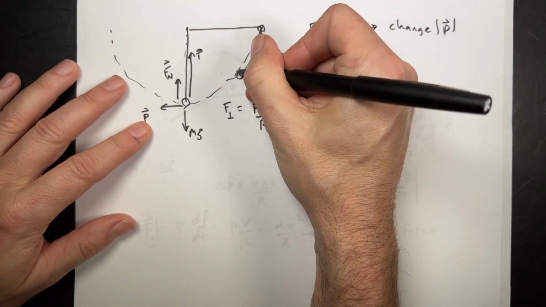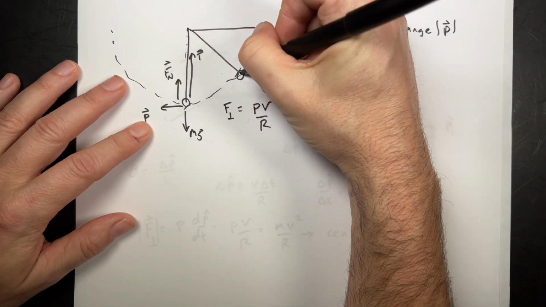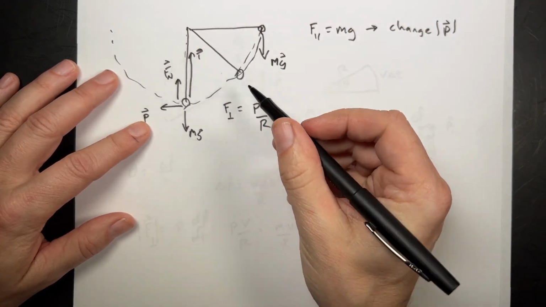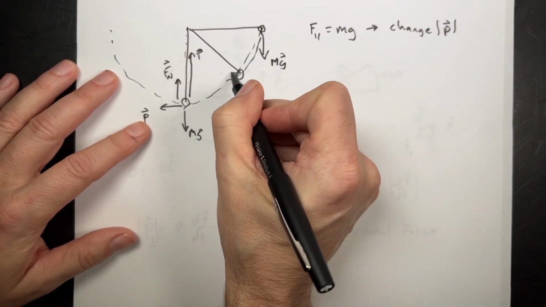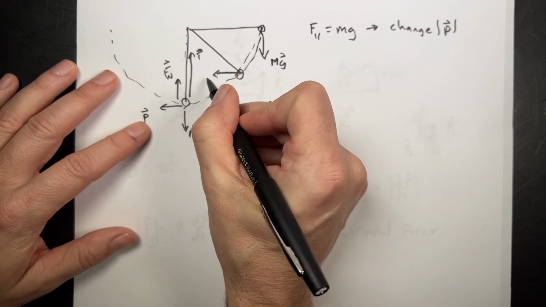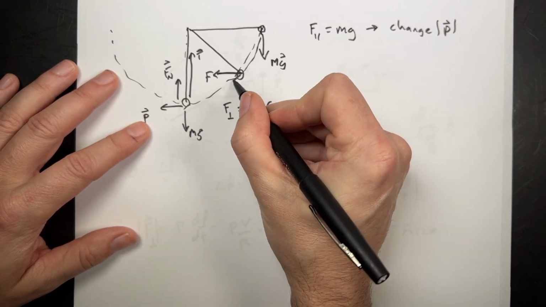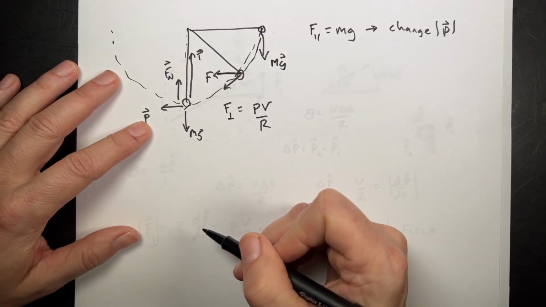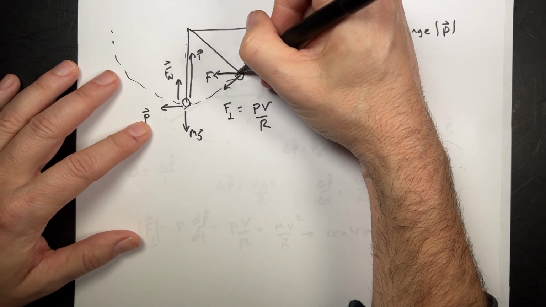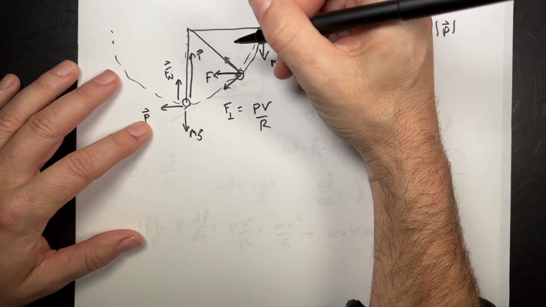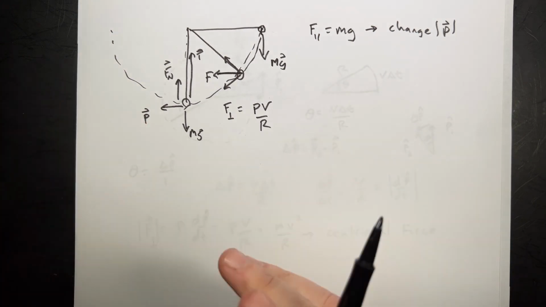But what if I'm right here? If I'm right here, the net force, the tension's going to be pulling that way, gravity's this way. So I'm actually going to get this. This is my net force. So part of that net force is in the direction of the momentum. That's going to cause it to speed up. And part of the force is perpendicular to that, and that's going to make it change directions.